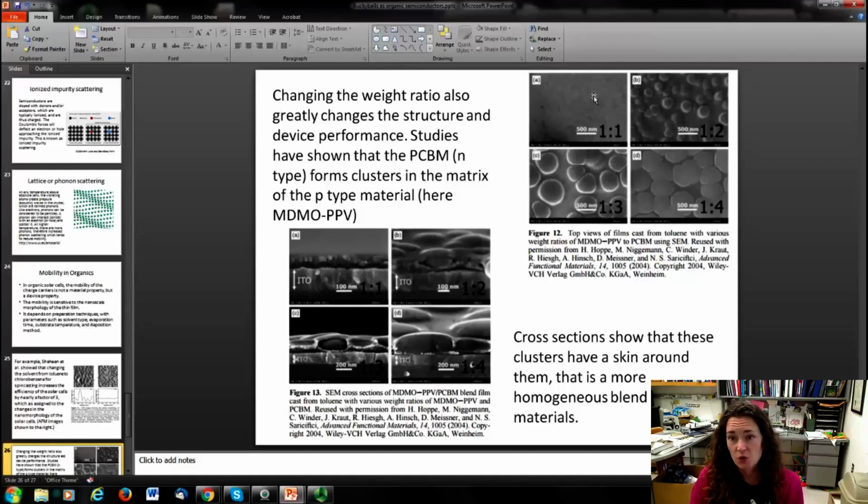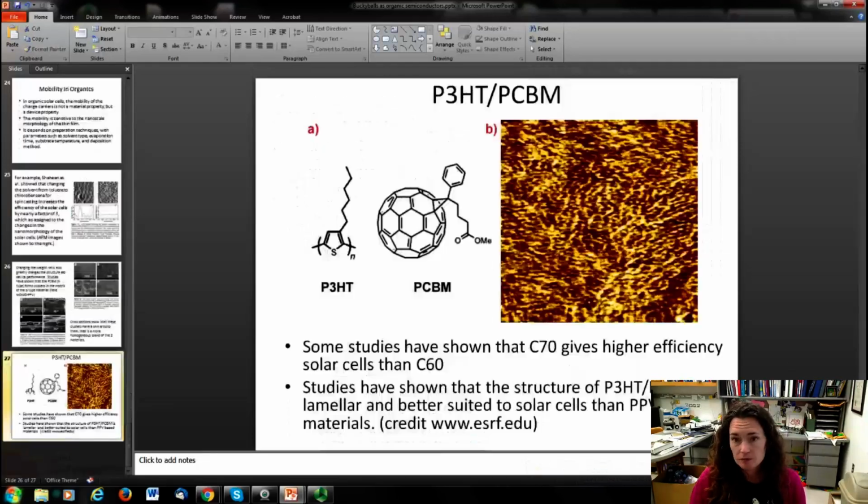So here you have a 1-to-1, here you have a 1-to-2, here you have a 1-to-3, here you have a 1-to-4 weight ratio, and then the film is shown here in a slice cross-sectional view as well. What that looks like. So the cross sections show that the clusters actually have a skin around them that's a more homogeneous blend of the two materials. So that affects the device performance.